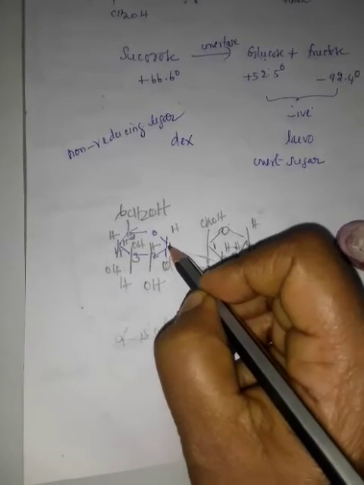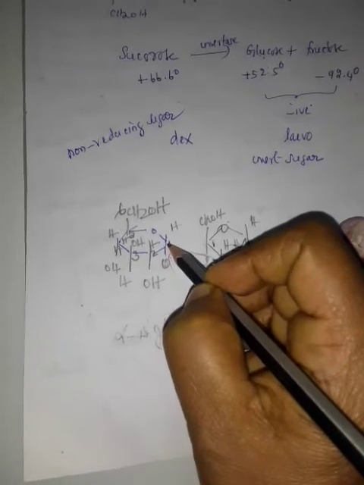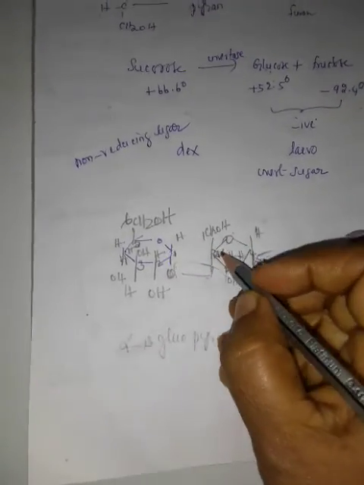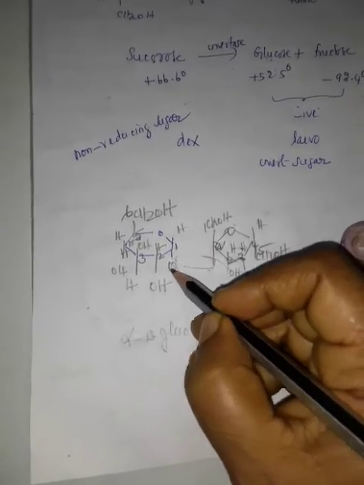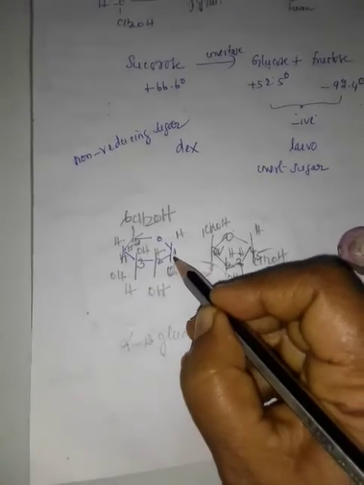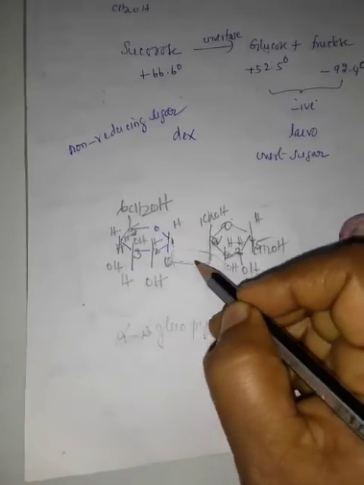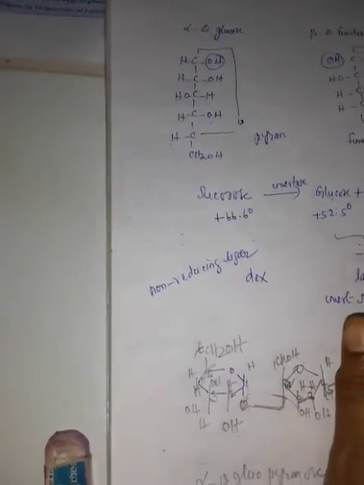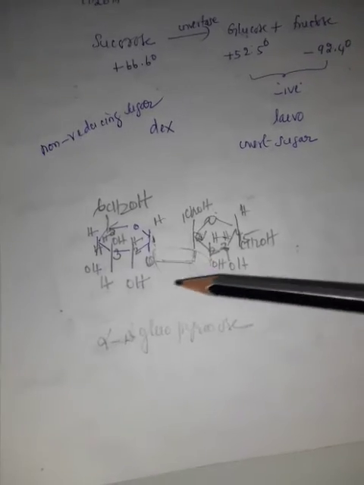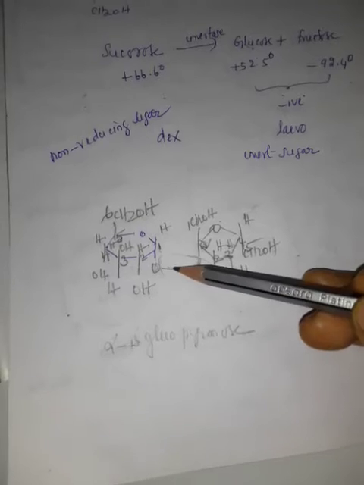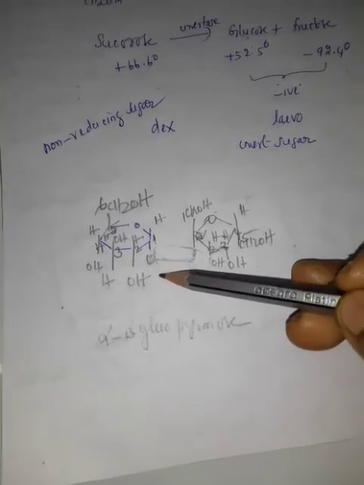Children, this is the first carbon, and this is the second carbon. So first carbon and second carbon are linked by an oxygen. That is called glycosidic linkage. First you should be thorough with this structure, then only we can draw like this and show the removal, how it is removed. This is called alpha 1,2 glycosidic bond.